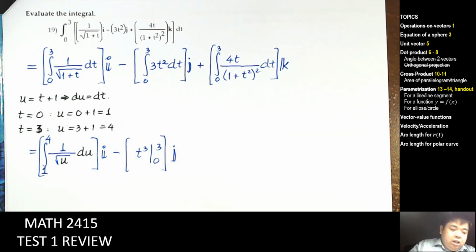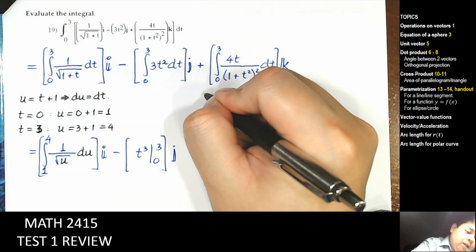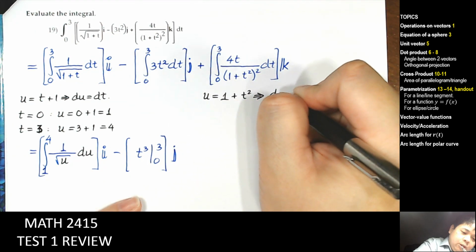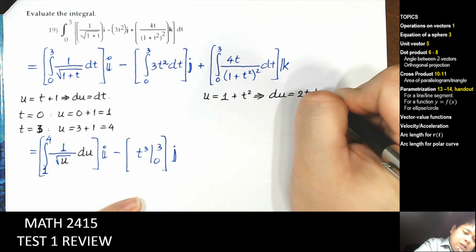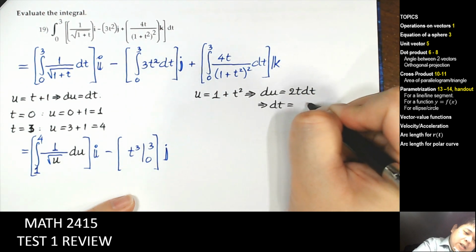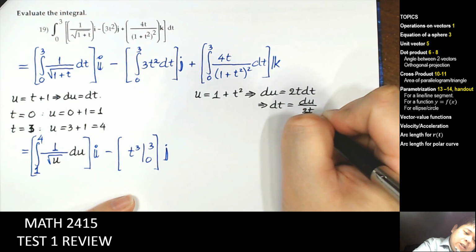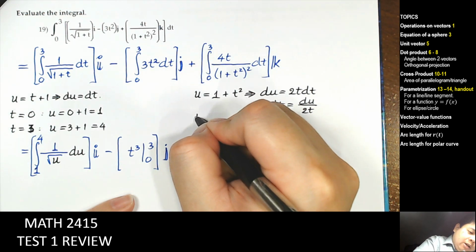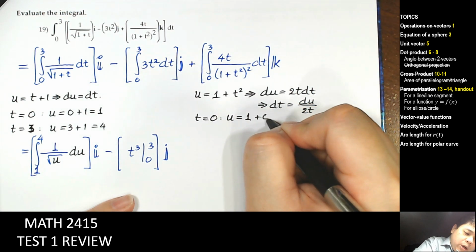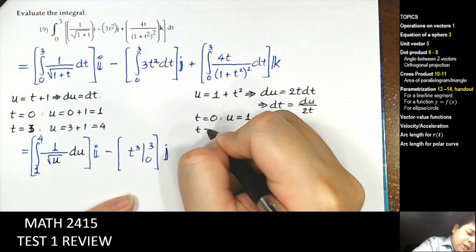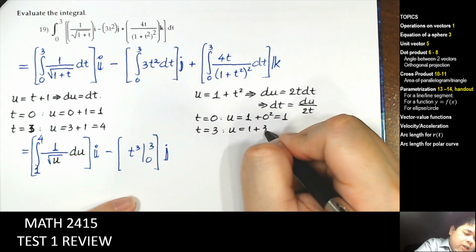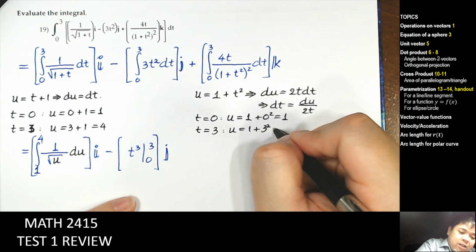Alright, this one required a substitution as well. I'll let u equal 1 plus t squared. So du is 2t dt, and dt is du over 2t. t equal to 0, u equal to 1 plus 0 squared, which is 1. t equal to 3, u equal to 1 plus 3 squared. So that looks like 10.